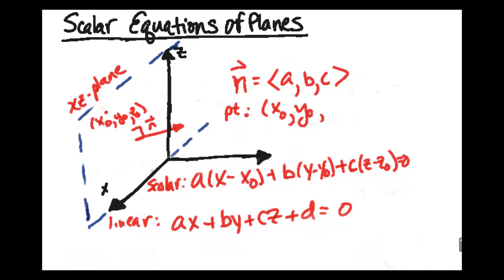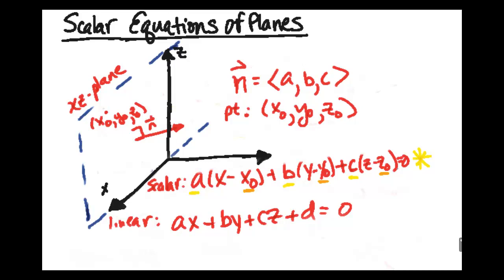All you need to do at that point would be to plug into the scalar equation of a plane here, and you plug in your normal vector here, A, B, and C, and you plug in your point that's on the plane here.